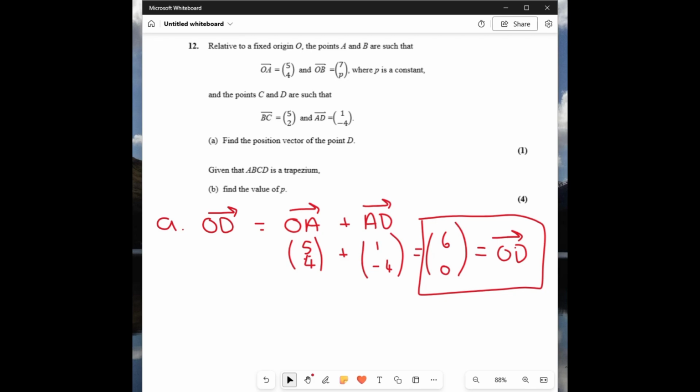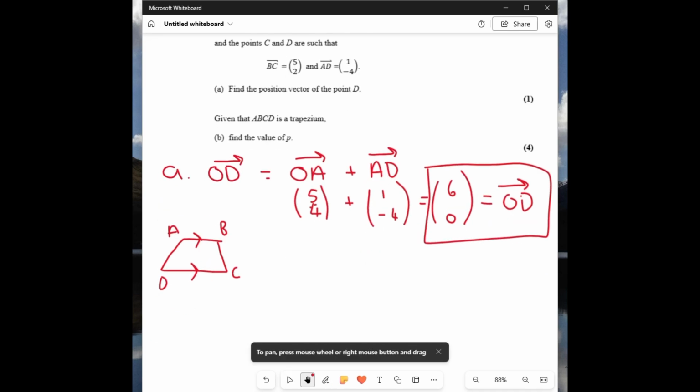It then says, given that ABCD is a trapezium, find the value of p. So let's think about what we know about trapeziums. Trapeziums look like this, don't they? It'll be A, B, C, D, something like that. And we know there's two parallel sides. It could be AB and CD, but it doesn't have to be AB and DC that are parallel. It's just any two opposite sides.